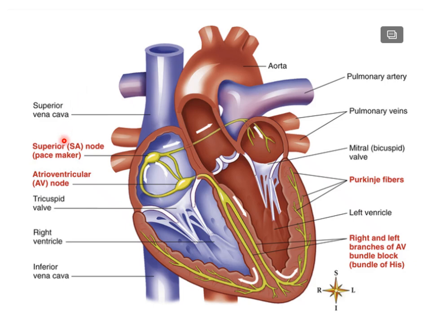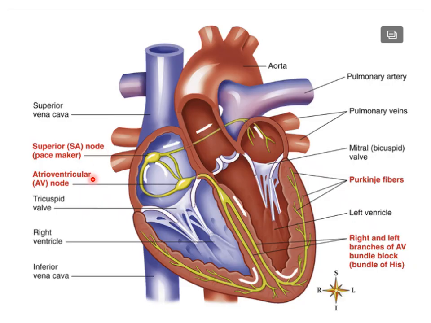So again, we will start with the SA node, which is the pacemaker, and then the impulse will go to the AV node, or the atrioventricular node. And then from the AV node, it's going to go down to the right and left branches of the AV bundle, or we call it the bundle of His. And then from there, it's going to travel to the Purkinje fibers. So again, if the impulse is coming from the pacemaker of the heart, which is the SA node, the heart rate will be 60 to 100.